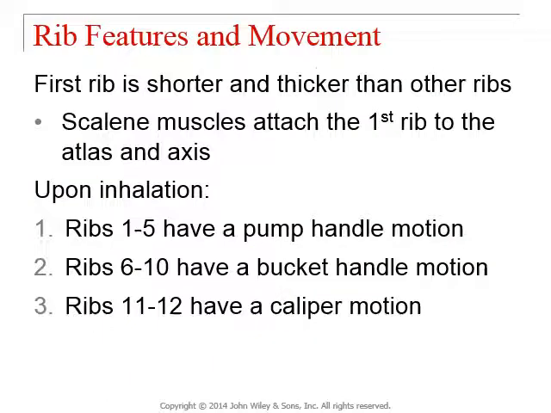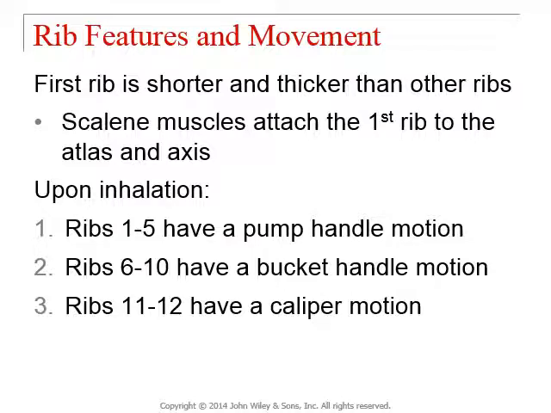Now let's talk about rib movement. Like I said before, the first rib is shorter and thicker than the other ribs because it will have some muscle attachments to the cervical spine. These muscles are called the scalenes. We have 3 types of scalenes. We'll get into those a little later on. They attach to the first rib and also the atlas, the axis, as well as a few of the upper cervicals. Now each set of ribs is going to have a different type of motion based on the inhalation.